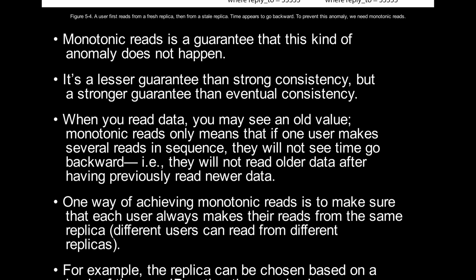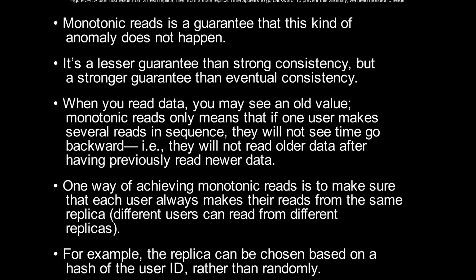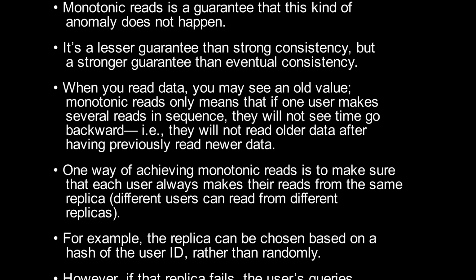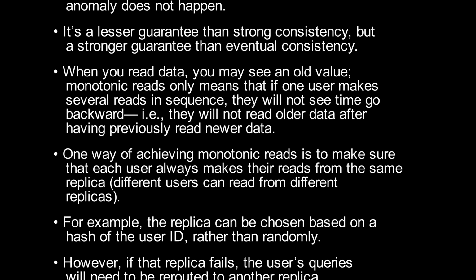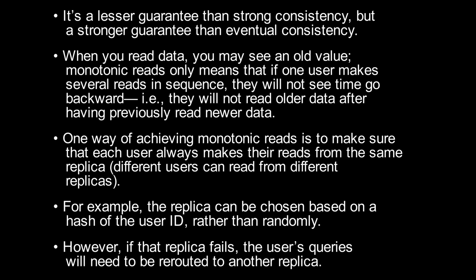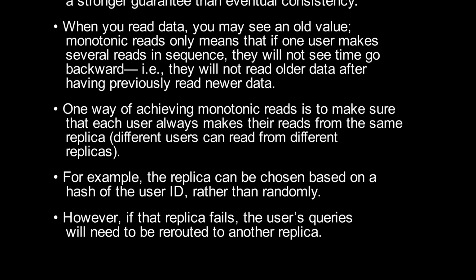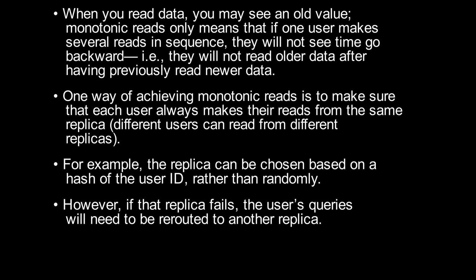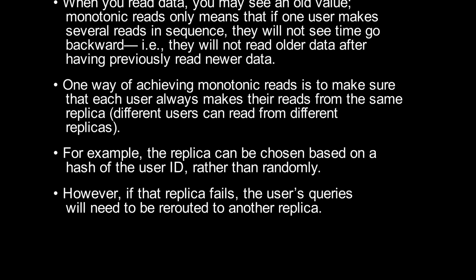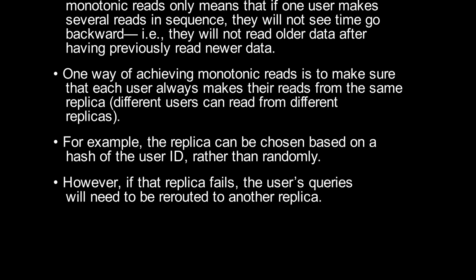One way of achieving monotonic reads is to make sure that each user always makes their reads from the same replica. Different users can read from different replicas. For example, the replica can be chosen based on a hash of the user ID, rather than randomly. However, if that replica fails, the user's queries will need to be rerouted to another replica.